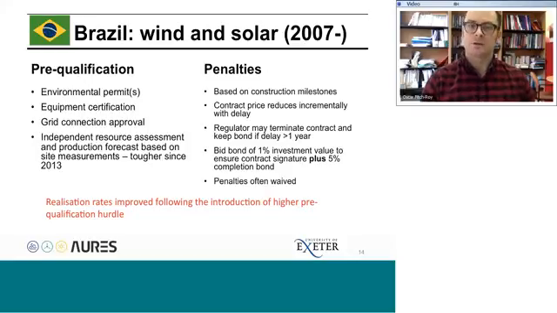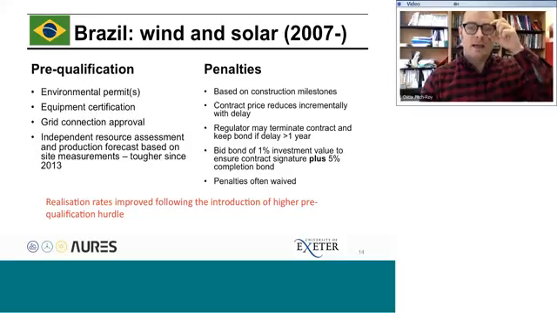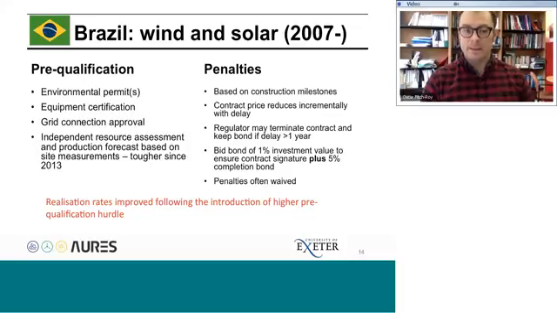I think the important thing to take away from Brazil is that the realisation rates after 2013, when the pre-qualification was made tougher, seem to be somewhat better. So I think we can see a clear indication that the pre-qualification design element was important in determining the effectiveness of the auction in the Brazilian case.